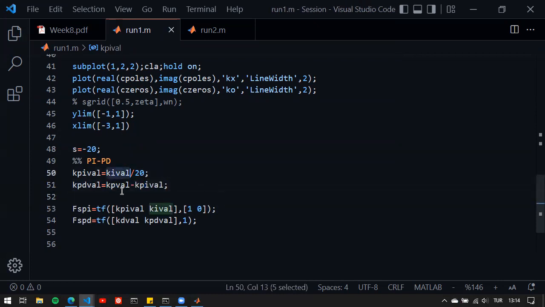So we take the integral part, divide it into the dominance factor, 20 in this case, or 10 times the dominance factor times omega, or the real part of your dominant poles. And we get a PI controller gain. We use that gain subtracted from the original proportional part, and we get the PD gain.